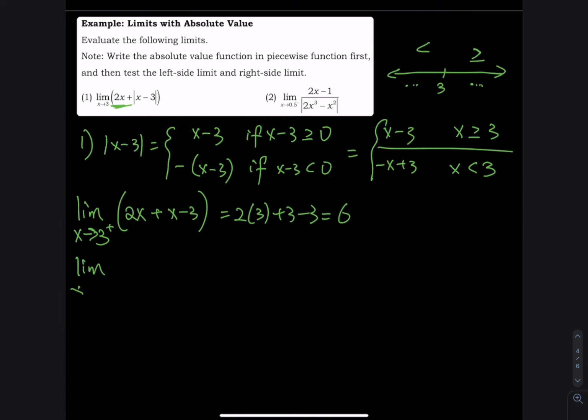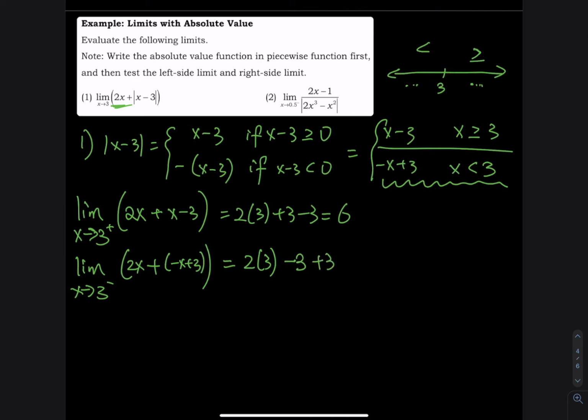And then the limit as x approaches 3 from the left. This is 2x, and then you take this piece, plus negative x plus 3. You can just plug in 2 times 3, plus, minus is a minus 3.